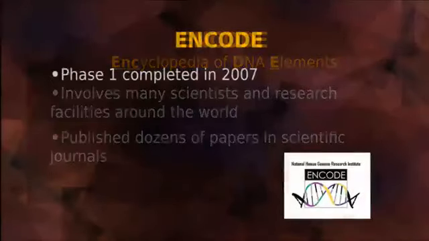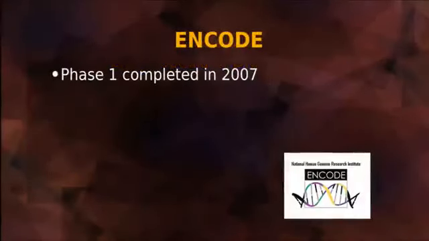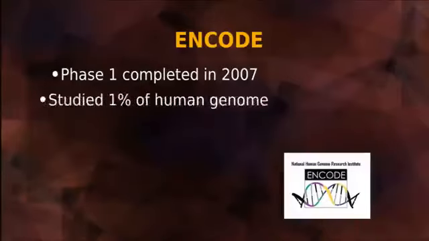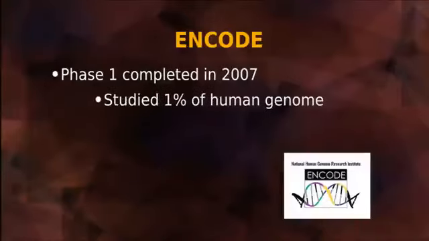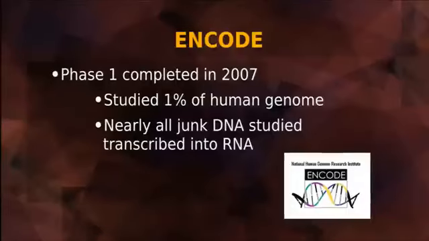Now, phase 1 was completed, and it's ongoing. So they'll probably have a new release soon, I'm hoping. But phase 1 was completed in 2007, and they studied just 1% of the human genome. And they're studying the junk, okay, not the gene. And they found, to their surprise, that nearly all of the junk DNA is transcribed into RNA. And they're scratching their heads on this, right? Because why would you transcribe it into RNA if it's not going to become a protein, right?